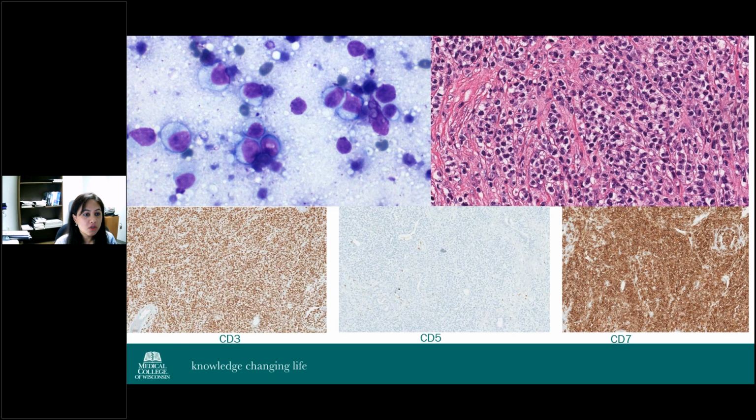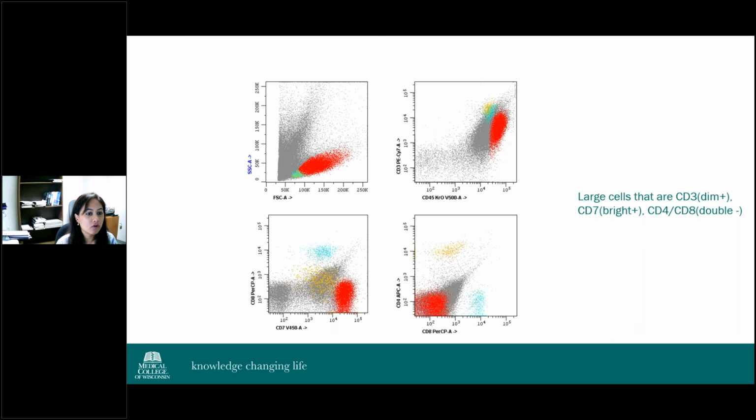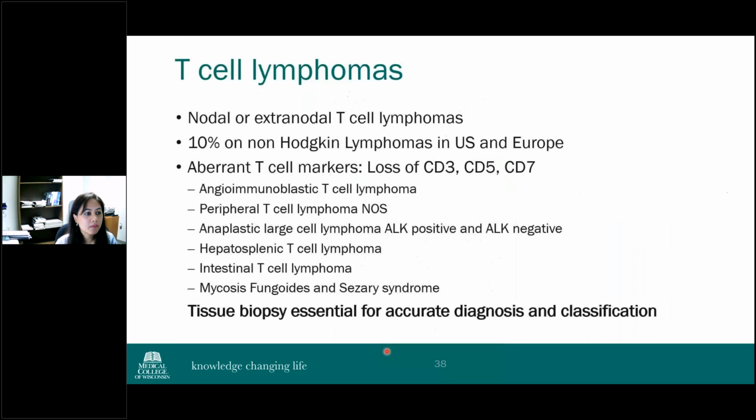This sample was sent for flow cytometry, and on flow you can see that again on the forward scatter, these are the larger cells. They were CD3 kind of dim positive and CD7 was bright, while CD4 and CD8, which you can see right over here, were negative. So a double negative is also not normal for T cells. So this was a T-cell lymphoma.